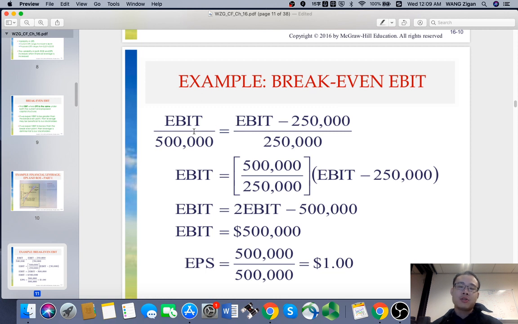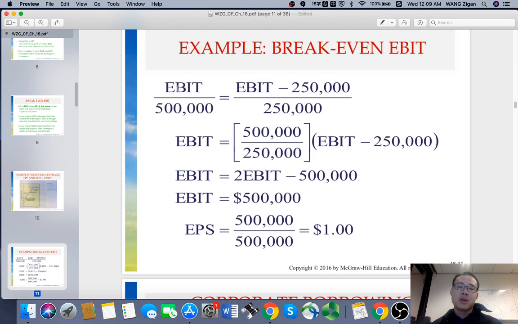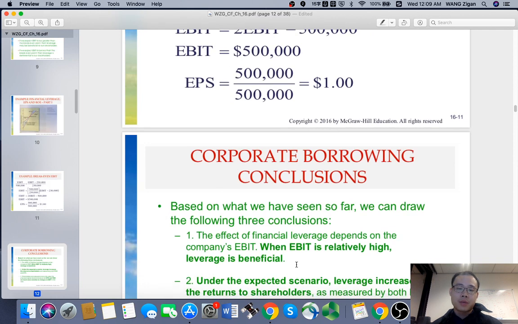And solving this equation is pretty easy. You just find out that the EBIT should be 500,000. The break-even EBIT should be 500,000, and your EPS will be calculated either from this side or this side. You will find that the EPS will be $1.